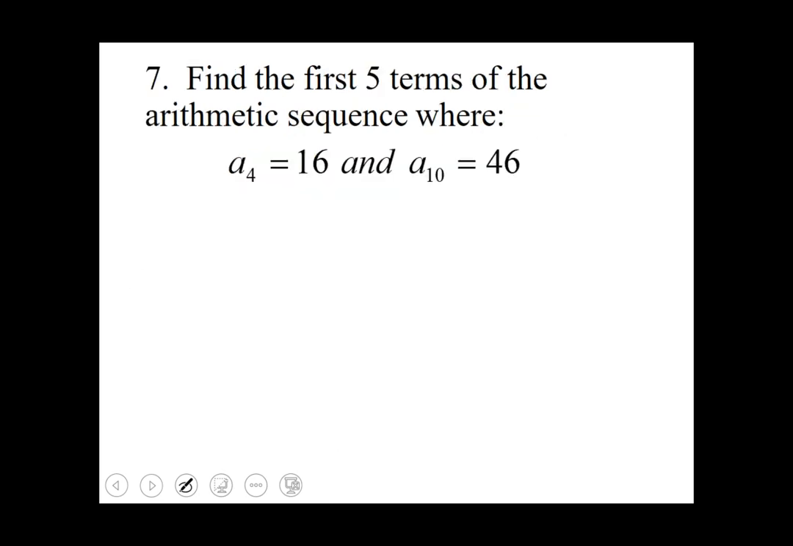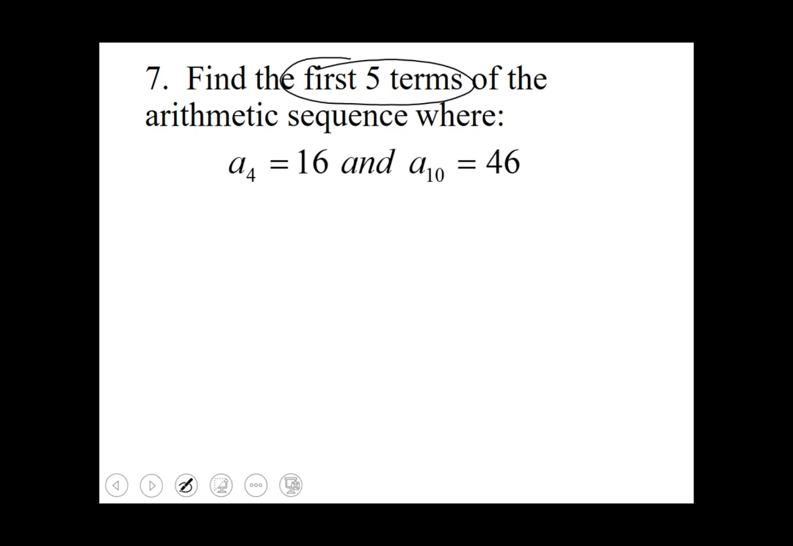If you want to verify whether or not you understand what's going on, you might want to pause the video and try number 7 here. It's almost the same type of problem, except now you're being asked to actually find the first 5 terms. So I'm going to find the equation first, just like we did in the previous example, and then calculate the first 5 terms. And again, feel free to pause the video, try it on your own, see if you're able to do it.